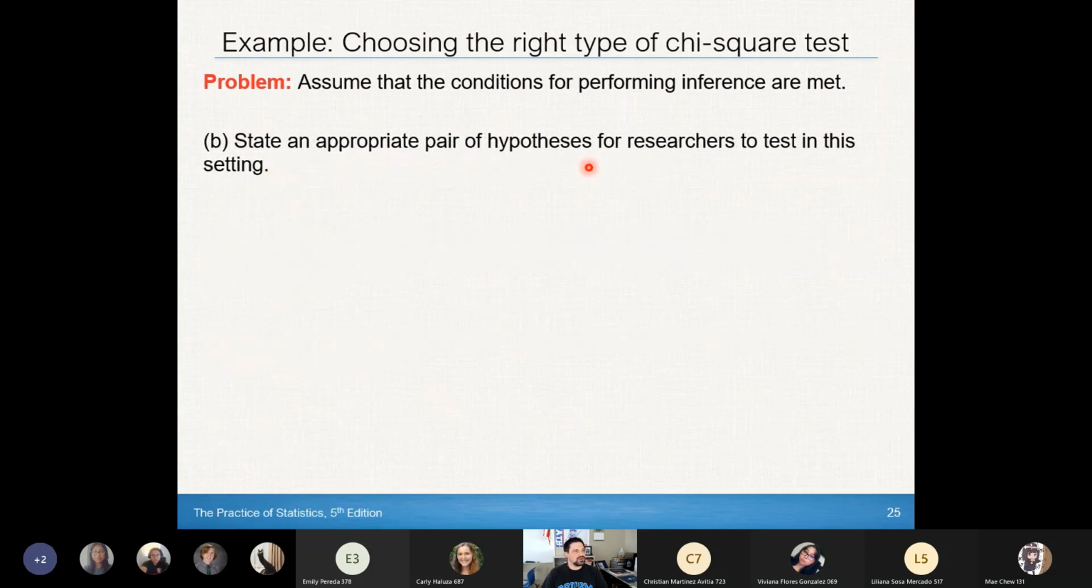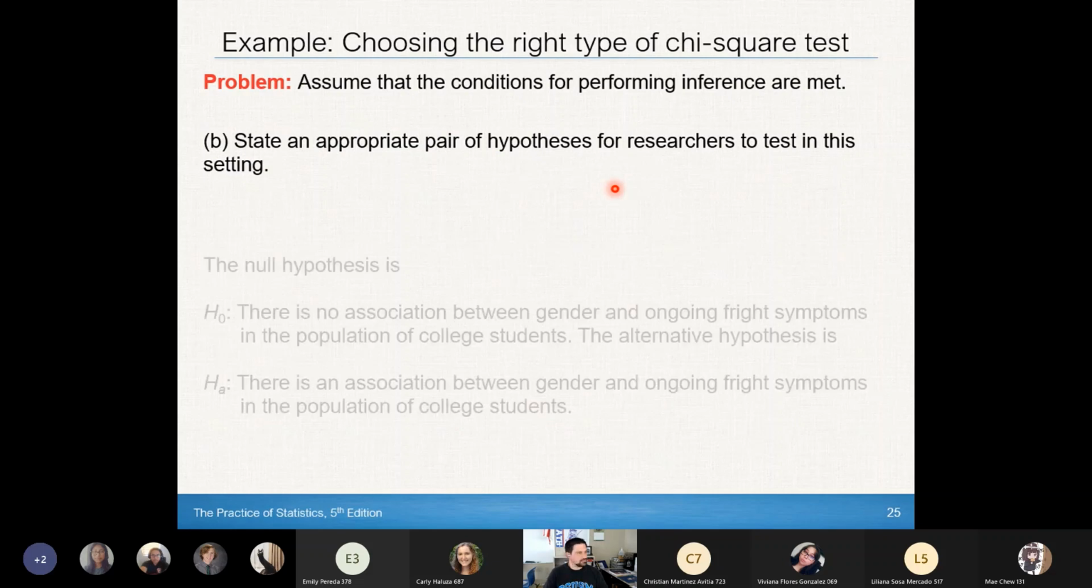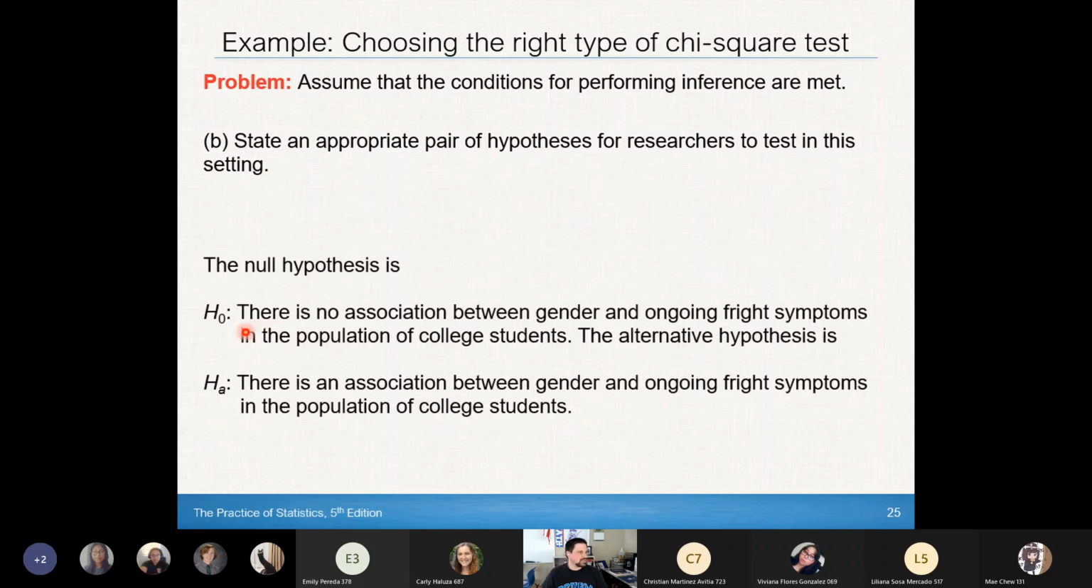We want to state an appropriate pair of hypotheses for researchers to test in this setting. So we have that the null hypothesis is that there is no association between gender and ongoing fright symptoms in the population of college students. And the alternative hypothesis is that there is an association between gender and ongoing fright symptoms in the population of college students. Once again, this is almost word for word the same 2 statements. We're only changing no association and an association. So that's it. Copy paste.